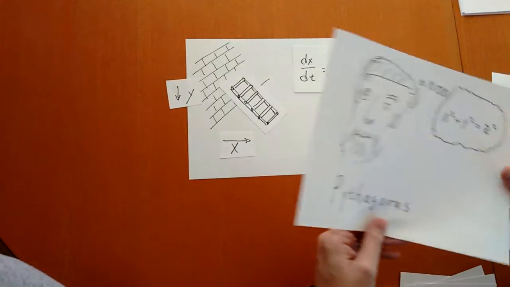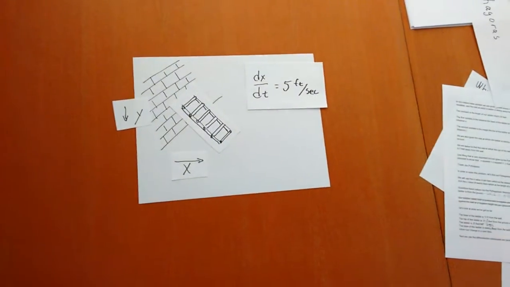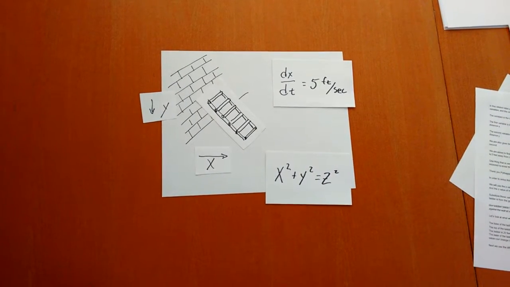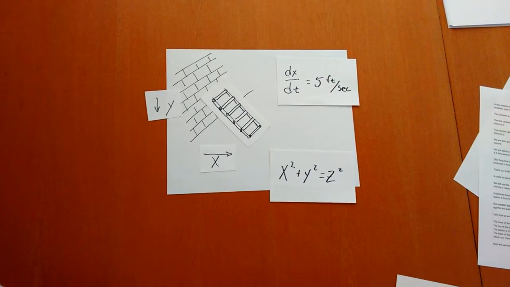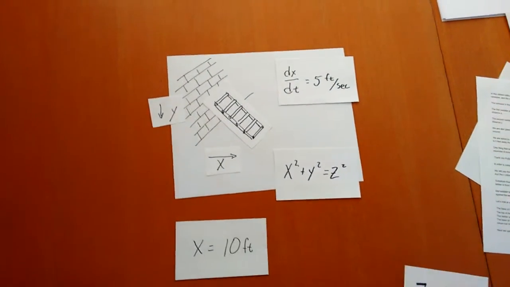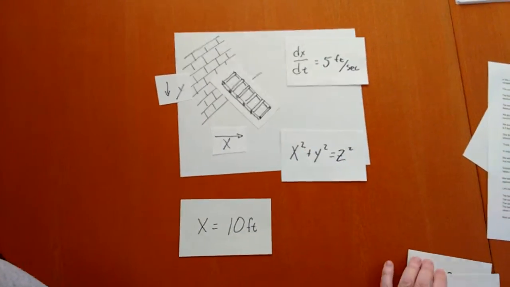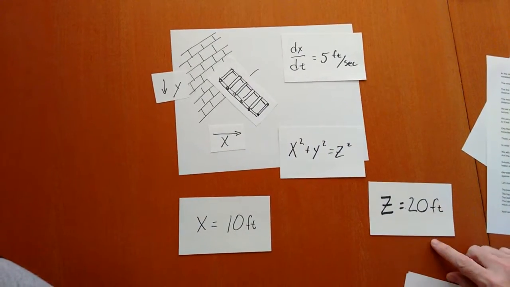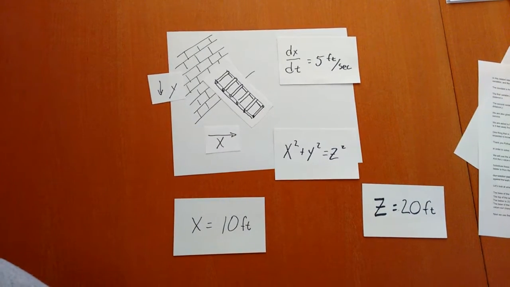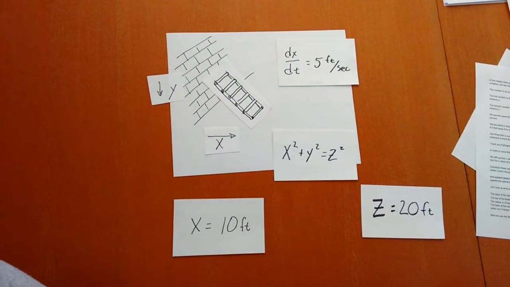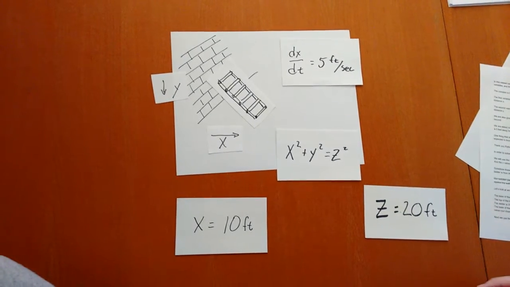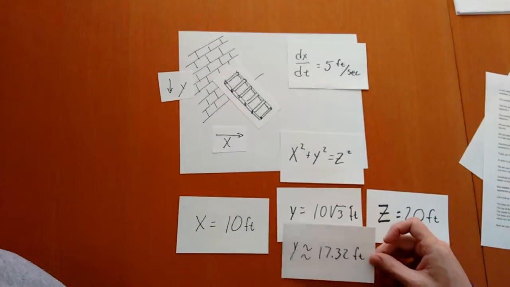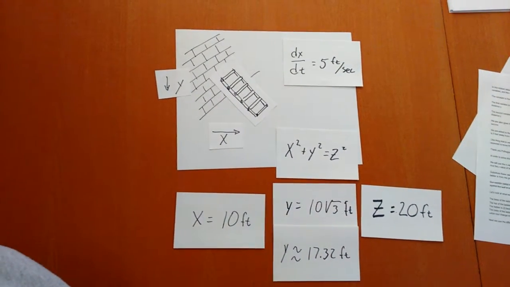Thank you, Pythagoras. In order to solve this problem, let's first put Pythagoras to work. We will use the x value of 10 feet, which is the distance the base of our ladder is from the wall, and the z value of 20 feet, which is the length of our ladder. Substitute these values into the Pythagorean theorem and solve for y. The height of the top of the ladder from the ground is 10 square root 3 feet, or approximately 17.32 feet.